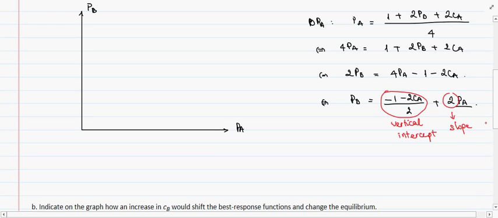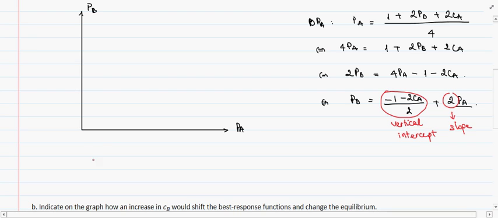Now I do not know the value of CA, so I wouldn't be able to draw it precisely. However, I can guess a little bit. I know this vertical intercept is a negative number because I got -1 minus 2CA, and given that CA is a cost per unit, it should be positive, so the vertical intercept is a negative number. I have a positive slope which is equal to 2, and a negative vertical intercept. So I should be able to roughly draw the diagram for this.